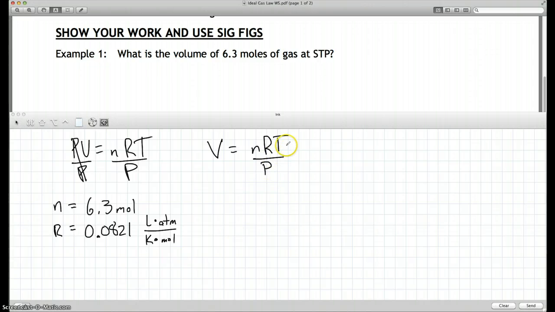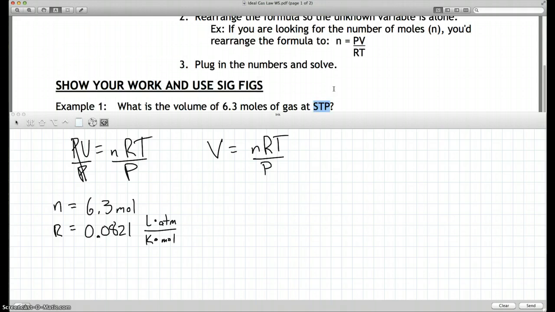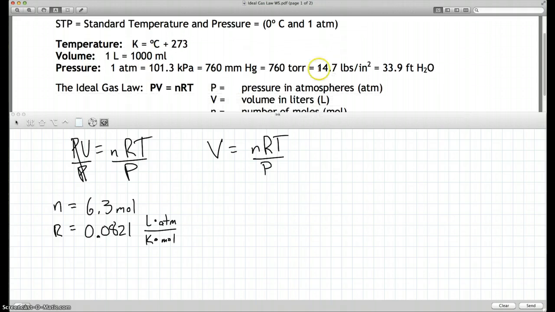And what else do I need? I need temperature and pressure. Now some people might read this question and think, well, it doesn't have a temperature and pressure, but it does. When I say STP, that means standard temperature and pressure. And if I look up here, standard temperature is 0 degrees Celsius. So my temperature is 0 degrees Celsius, which I need in Kelvin, which is easy. Just add 273 to 0.